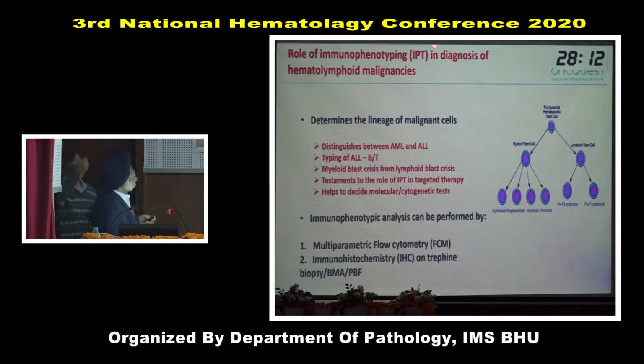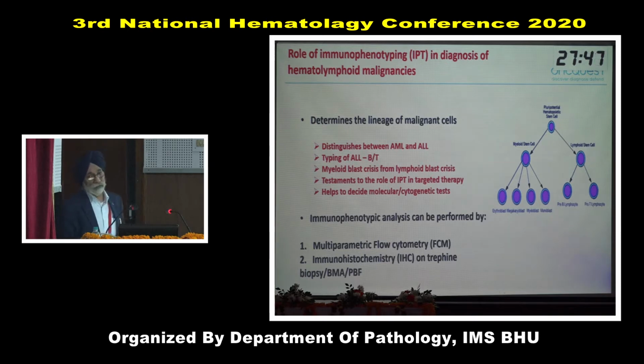So what is the role of immunophenotyping? Number one is to distinguish between AML and ALL. That is the most important thing, because one arises from the lymphoid stem cell, the other from the myeloid stem cells. Then in ALL, whether it is B type or T type, and in CML blast crisis, whether it is a myeloid type or a lymphoid type.